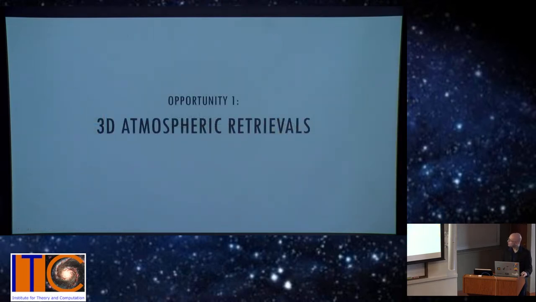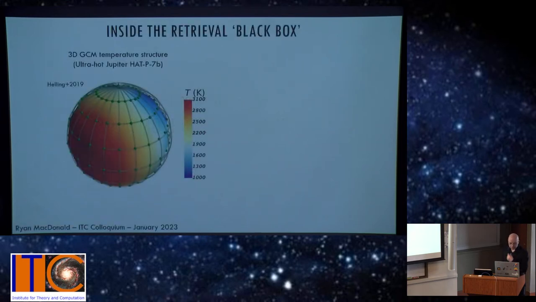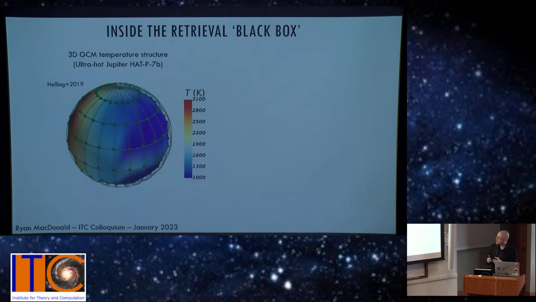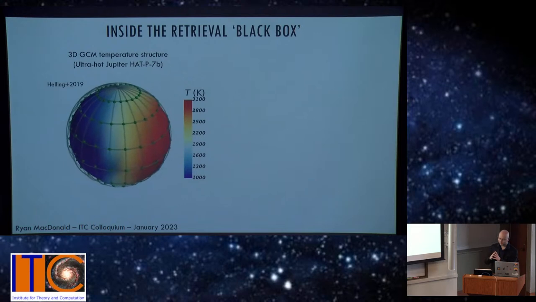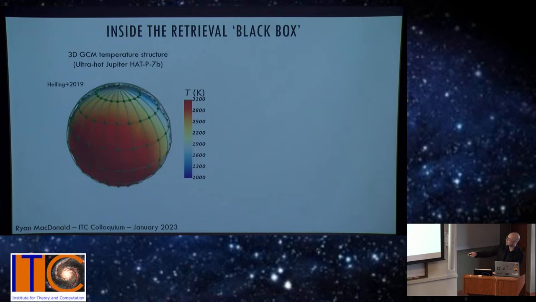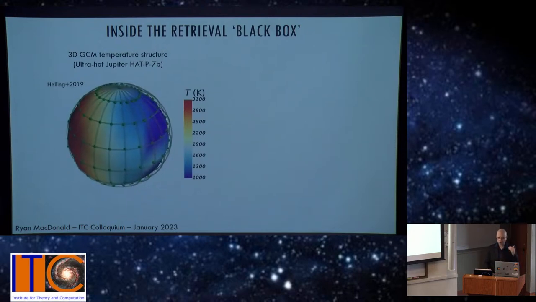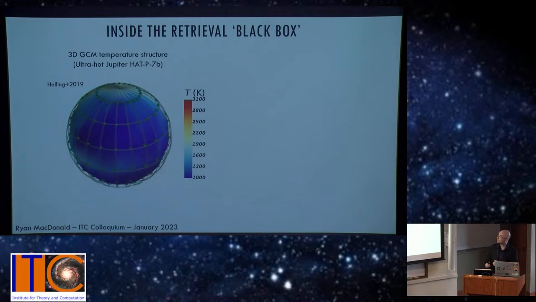So firstly, multidimensional retrievals. We know from sophisticated three-dimensional climate models that the atmospheres of these tidally locked hot Jupiters in particular are not uniform. This is to spatial scale. This lattice surrounding the planet is a sphere with the maximum radial extent of the day side. Just by eye, you can see how much smaller the night side is. So there are geometric effects we have to account for as rays go in through the day side and out of the night side, to account for the different temperature distribution alone.